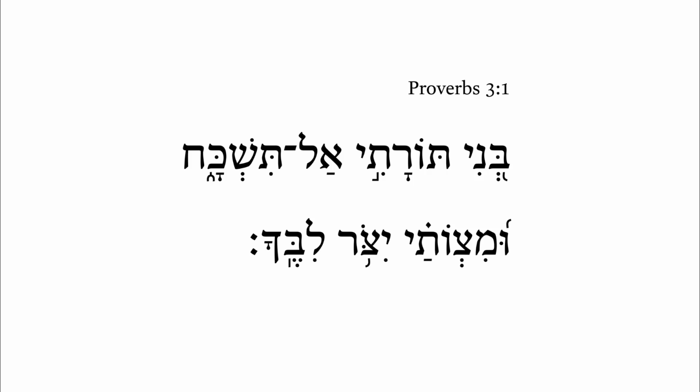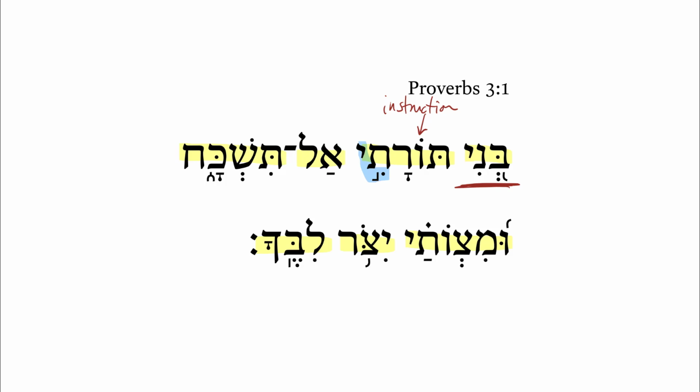Proverbs 3:1. Beni torati al tishkach, u mitzvotai yitzor libecha. So we have here today the beginning of chapter 3. So we get "my son," again here as the vocative. And then notice in the parallel fashion here, we get torati, my Torah, or my instruction. Notice this is singular. So notice the T suffix here is the 1CS suffix.